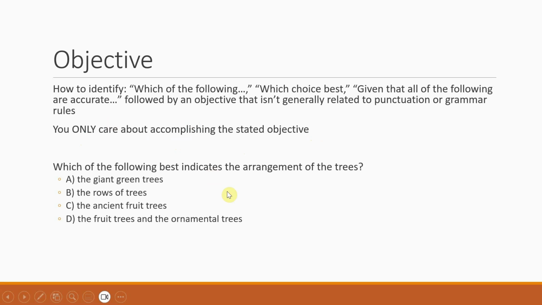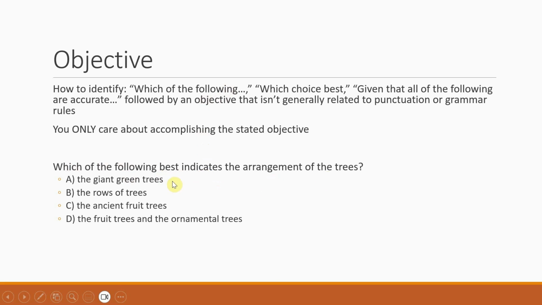So that's all kind of confusing until I give you an example. So here we are. Which of the following best indicates the arrangement of the trees? If you see this question, now notice I didn't even give you the sentence in the paragraph because it doesn't matter. Because here, which of the following best indicates, so which of the following best, that's kind of my giveaway, although you're probably going to see that now. This is the objective. What do they want my answer to do? Indicate the arrangement of the trees.